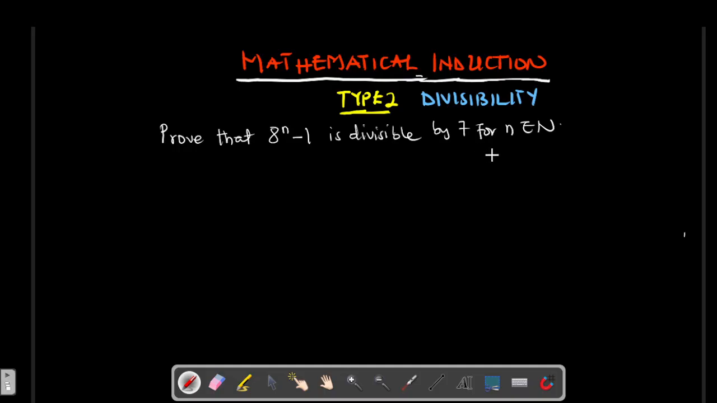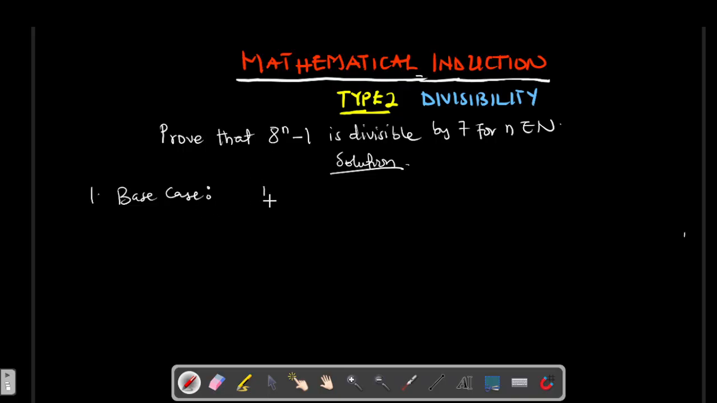In our previous lessons, we solved the type 1 and we solved a couple of examples. So in this lesson, we continue solving the type 2. So how do we solve this? As usual, number 1, our base case. So our base case, we have our statement.